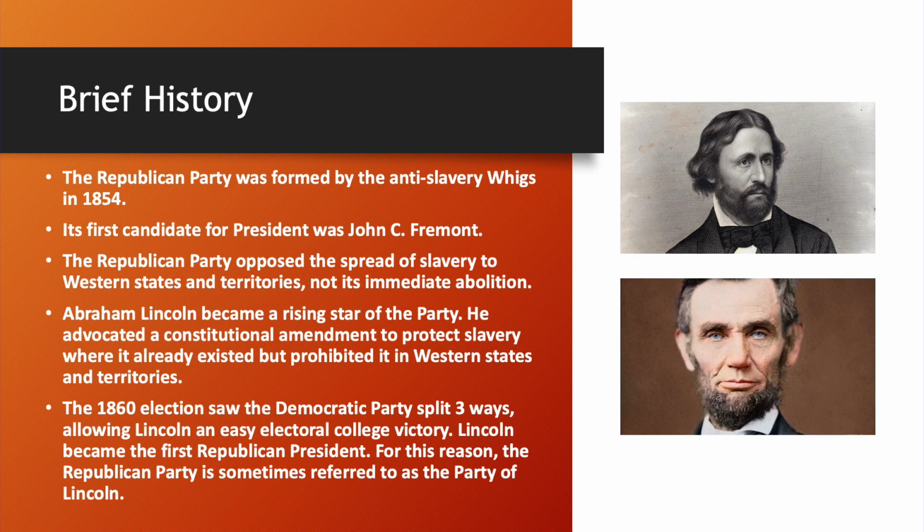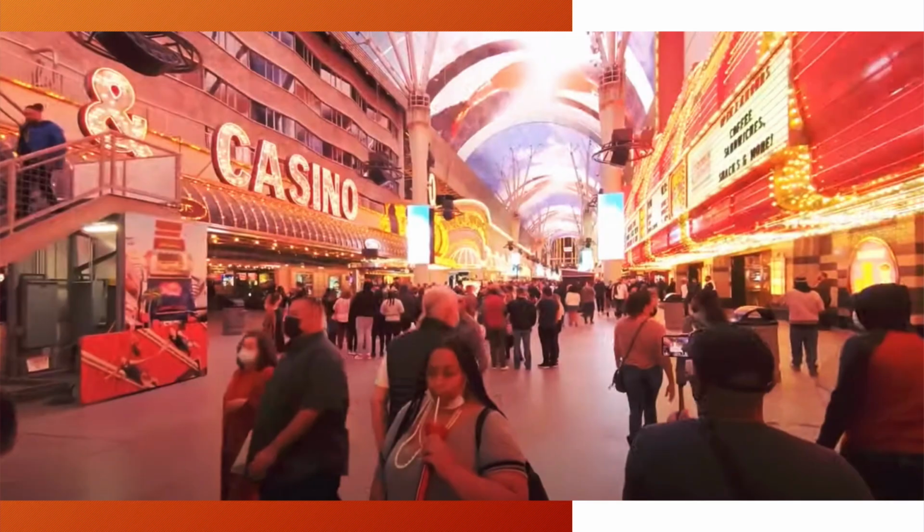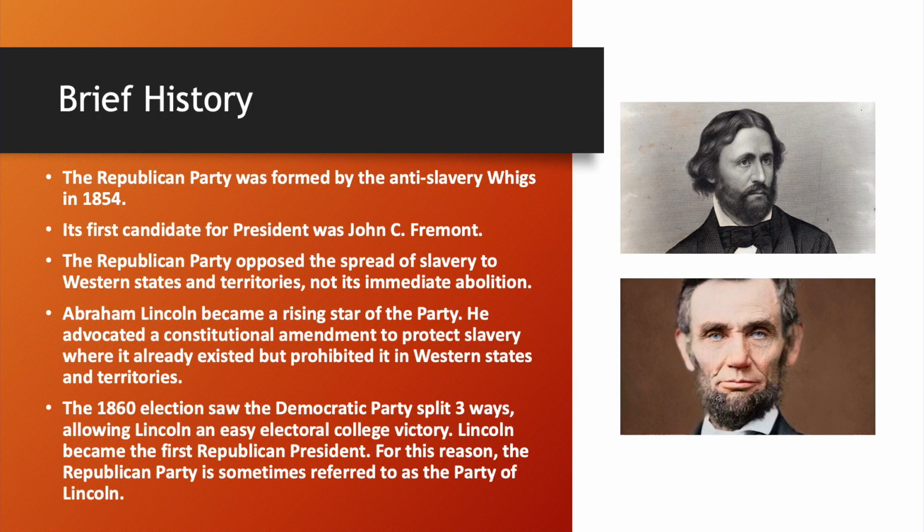Fremont, the famous explorer and later officer during the American Civil War. There's a street named after him in Las Vegas, and Fremont lost his bid at presidency to James Buchanan in 1856. So this first foray into presidential politics is a loss for Republicans.